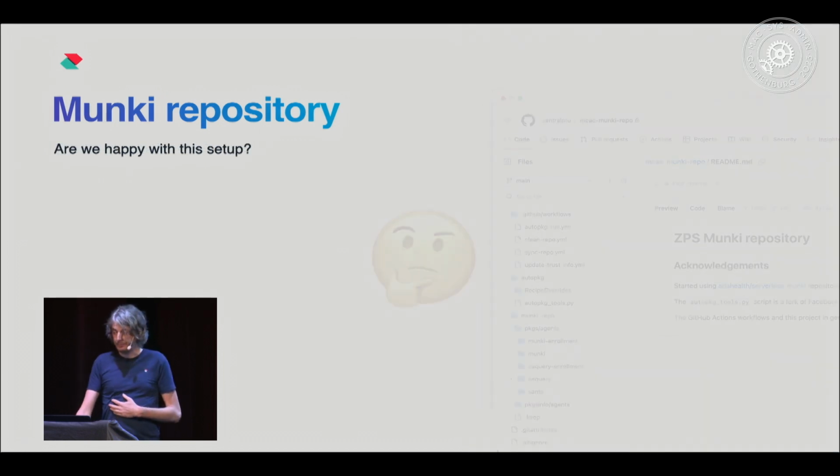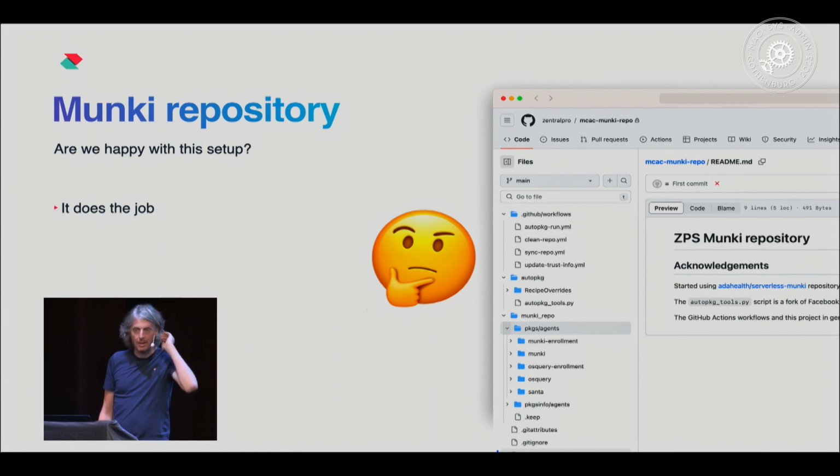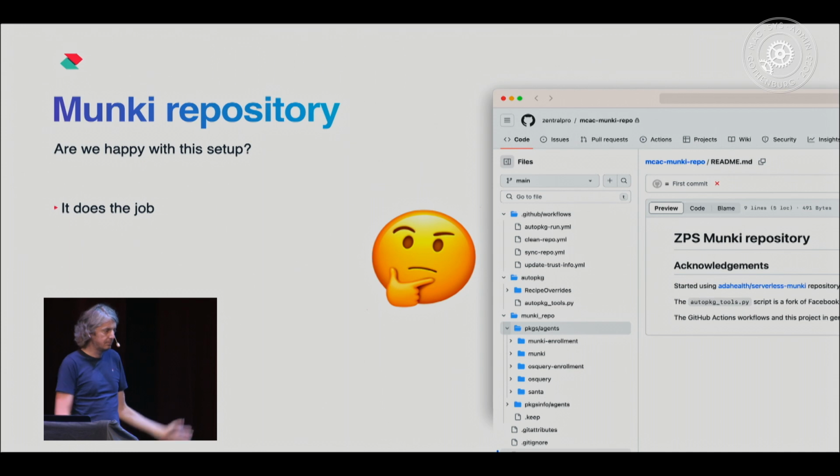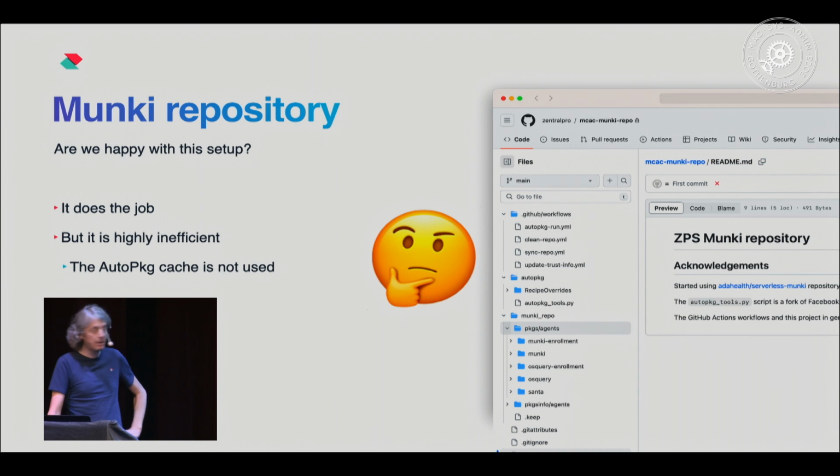Are we happy with this setup? Well, it works. It does the job. It's wonderful that we could take a project on GitHub and use it for our own. We just had to tweak little things, but it's highly inefficient. And you can guess why. The AutoPkg cache is not used. We run this using, again, the ephemeral virtual machines provided by GitHub. So we start from scratch every time.